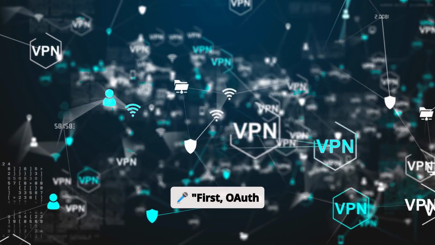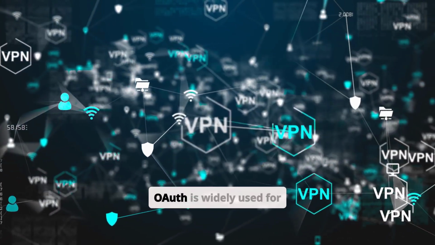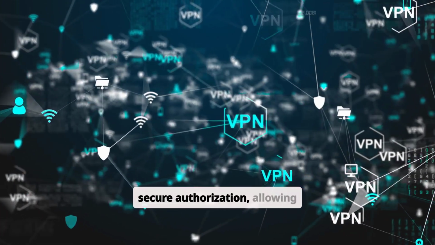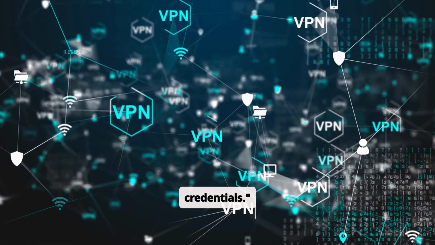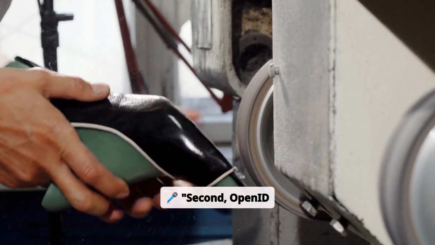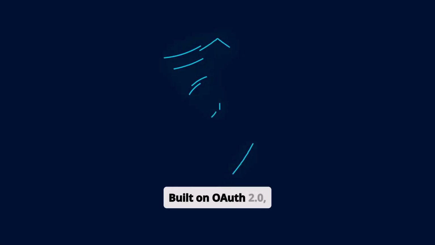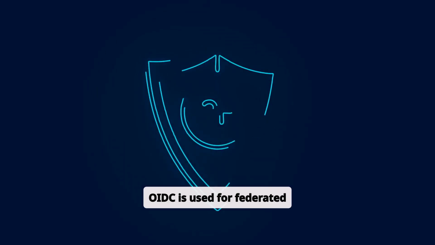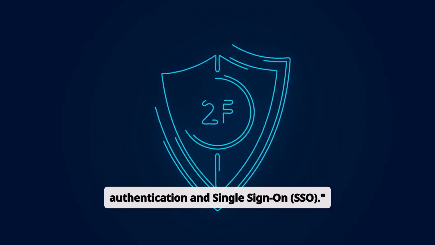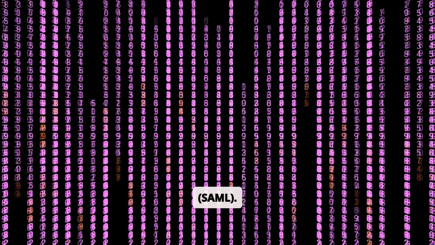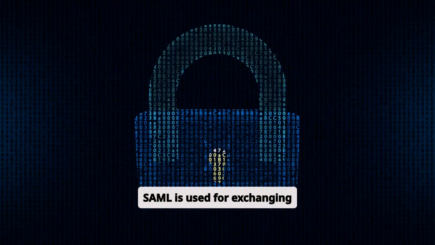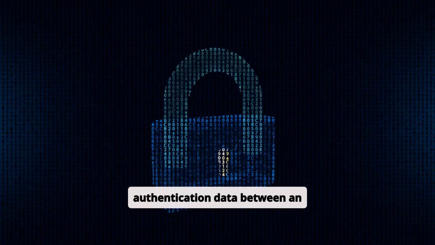First, OAuth 2.0. OAuth is widely used for secure authorization, allowing users to grant third-party apps access to their data without sharing credentials. Second, OpenID Connect. Built on OAuth 2.0, OIDC is used for federated authentication and single sign-on (SSO). Third, Security Assertion Markup Language. SAML is used for exchanging authentication data between an identity provider and a service provider.